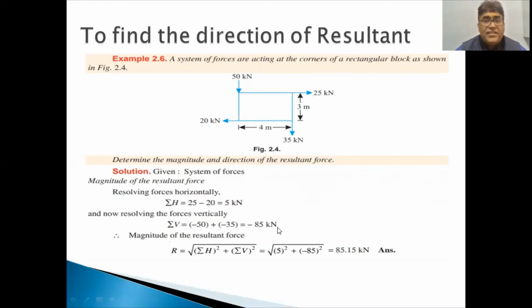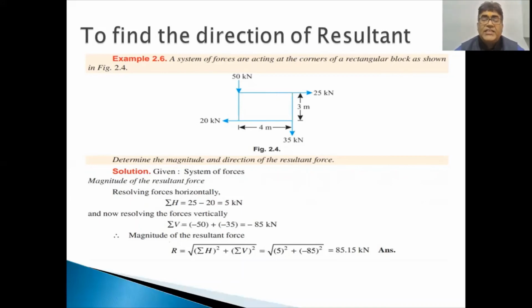Here we can see that there are four conditions arising if we find summation H and summation V. If both summation H and summation V are positive, then definitely the resultant will be acting in the first quadrant, that is between 0 and 90 degrees. If summation H is negative and summation V is positive, then the resultant will be acting in the second quadrant, that is between 90 degrees and 180 degrees.